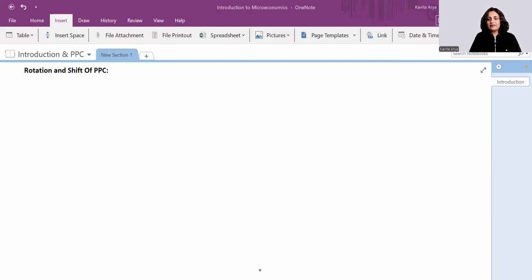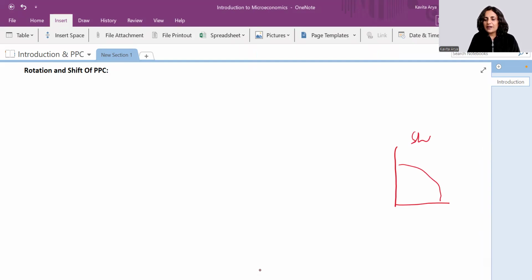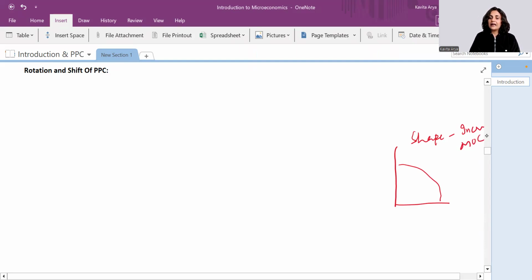And today's topic in hand is rotation versus shift of PPC. So let's begin. In our previous module, we tried talking about PPC. PPC looks like this. It has got a concave shape. As and when we talk about shape, we have to give the reason as the increasing MOC. Right? And its other most important feature was it is downward sloping.